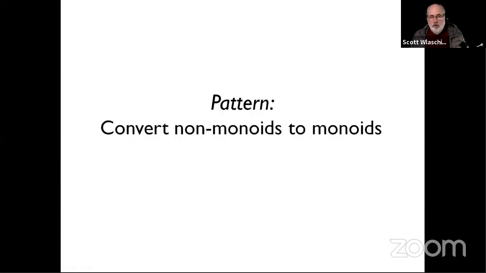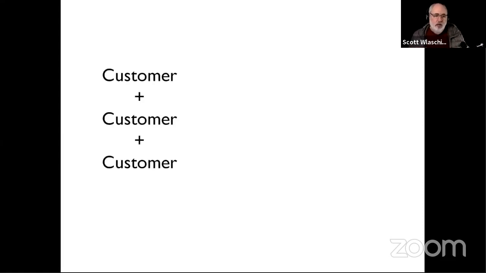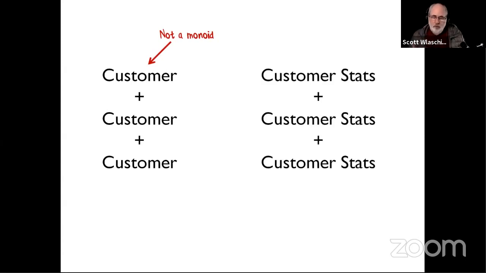Now, something which is very common is you have things which aren't monoids and you convert them into monoids. So let's say I have a bunch of customers. Well, customers, you can't really add customers together, right? Because they're not integers. But what you could do is have something like customer statistics, like the total amount of money they spent or the number of orders they've made or the time they've been using. I don't know, whatever the various numbers. Now, those numbers can be added up because they're numbers. So it's a very common thing to turn something which isn't a monoid into something which is a monoid.